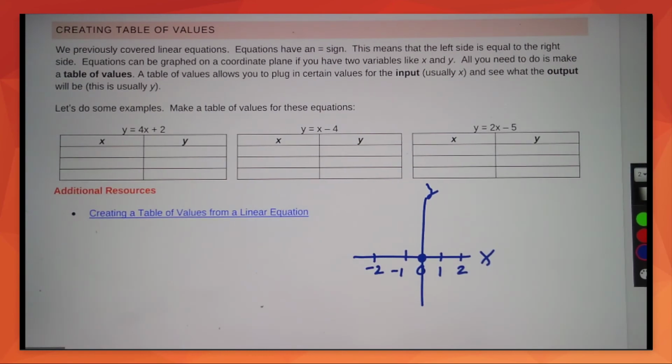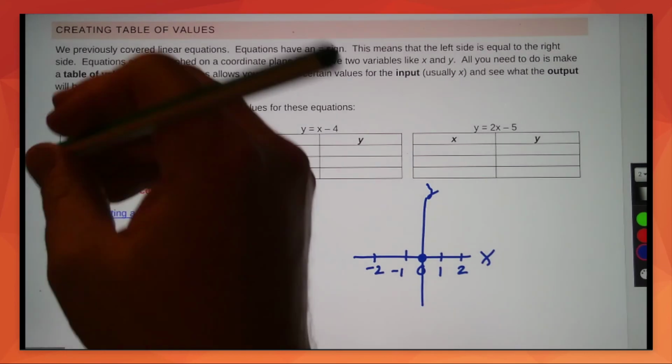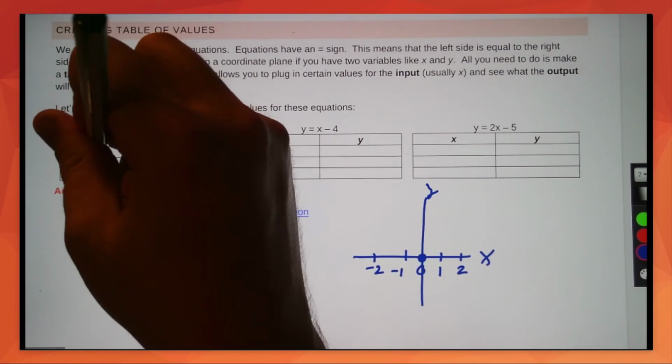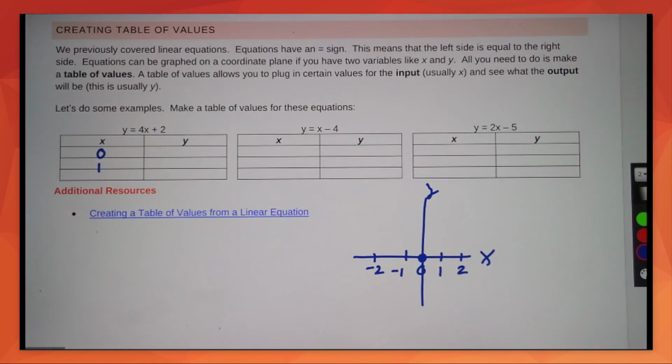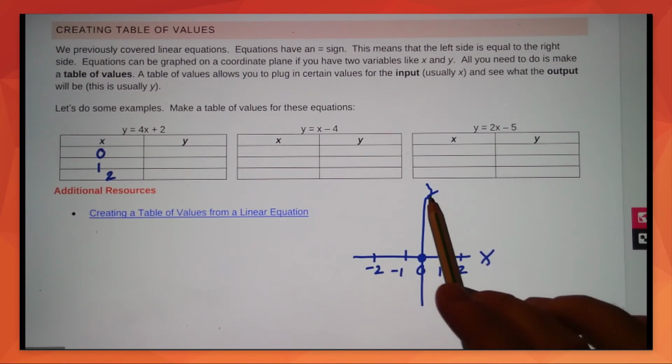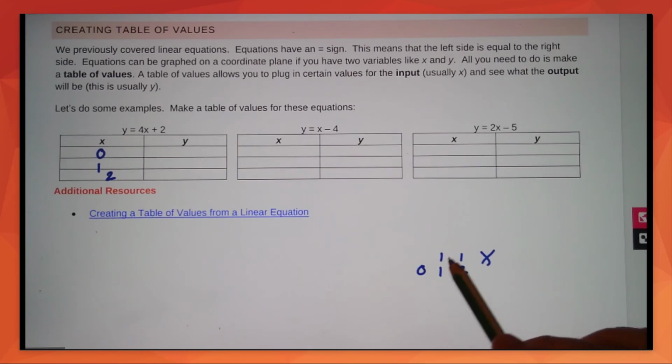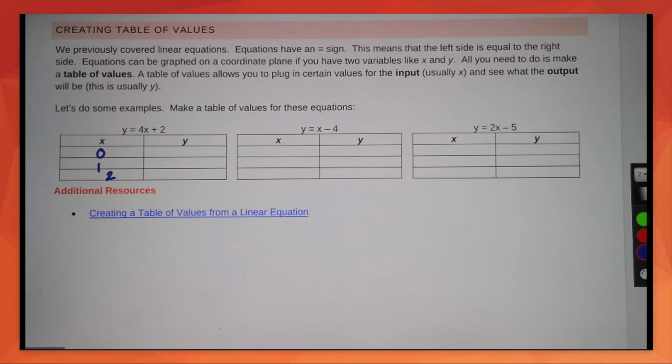Usually what you would be looking for is something like, what happens to y when x is 0? What happens to y when x is 1? What happens to y when x is 2? This is a good place to start for our purposes for what we are covering in this particular topic. So let's stick with that.